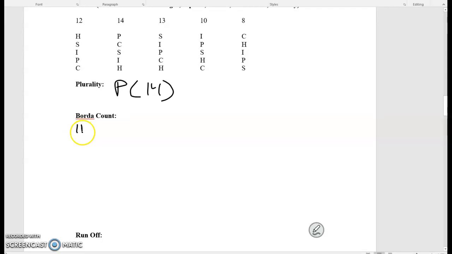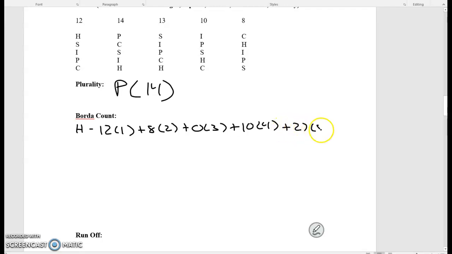I'm going to start with H. H has 12 first place votes. H has 8 second place votes. H has 0 third place votes. H has 10 fourth place votes. And H has 27 fifth place votes for a score of 203.